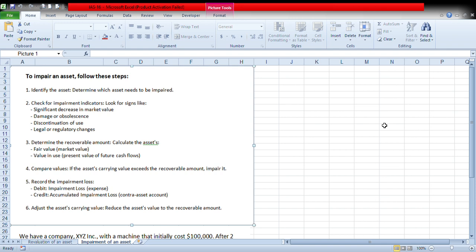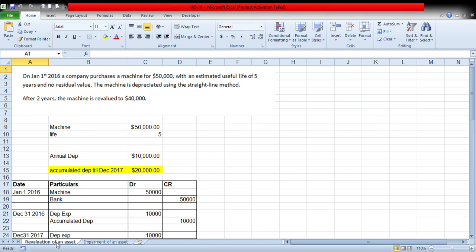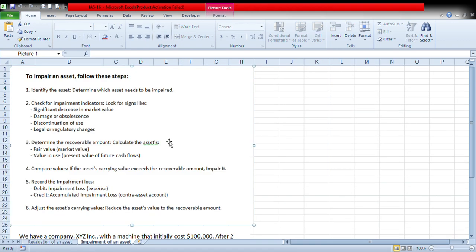In today's short video lesson, I'm going to teach you about IAS-16 Part 2, Impairment of an Asset. In the previous lesson, I taught you IAS-16 Part 1, which is depreciation and revaluation of an asset at market price. So today's lesson, we are going to talk about impairment of an asset. First of all, we should understand the concept of impairment.